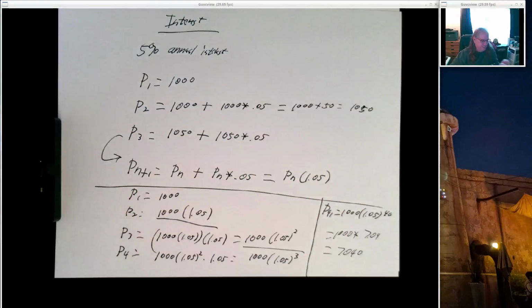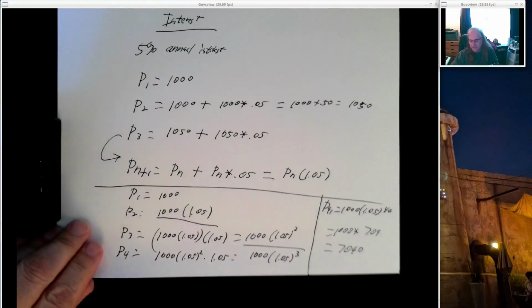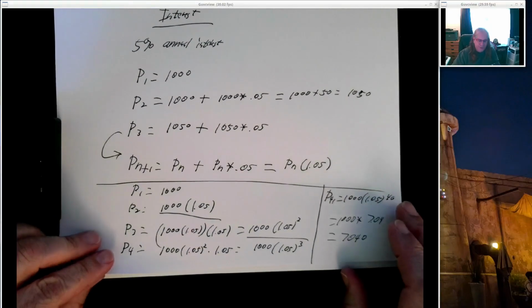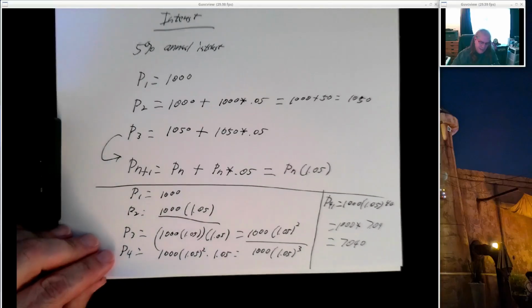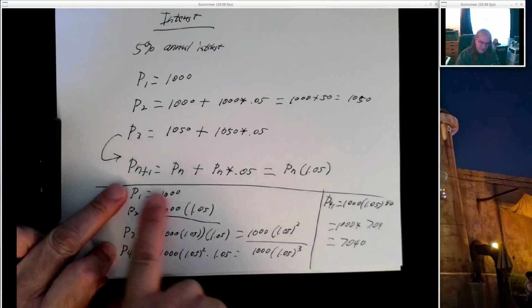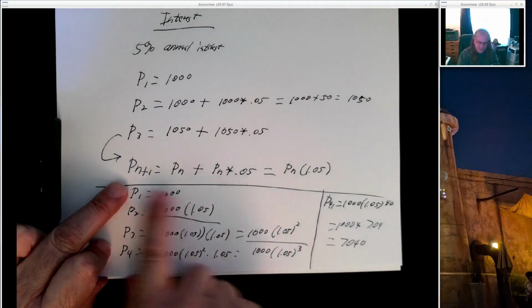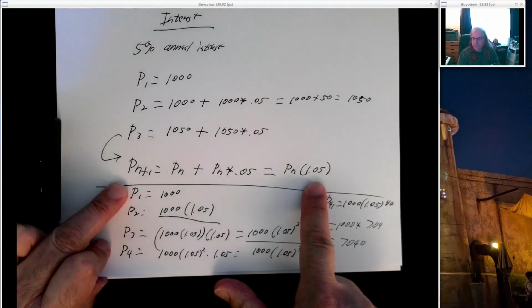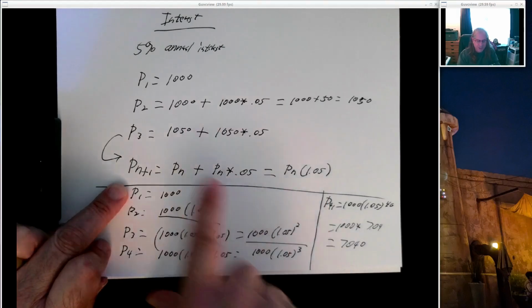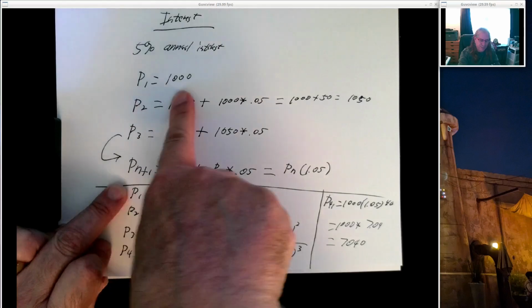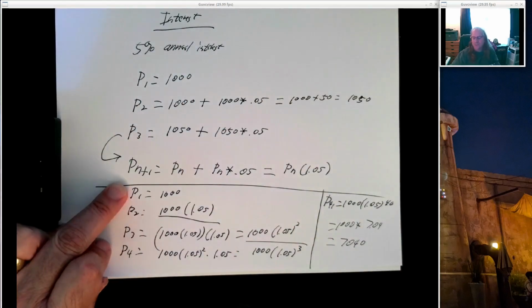So that's a real world example of a recurrence relation. And we have this recurrence property: Pn plus 1 is Pn times whatever the multiplicative factor is based on the interest rate. And we have an initial condition. What P1 is, that's the starting principal.